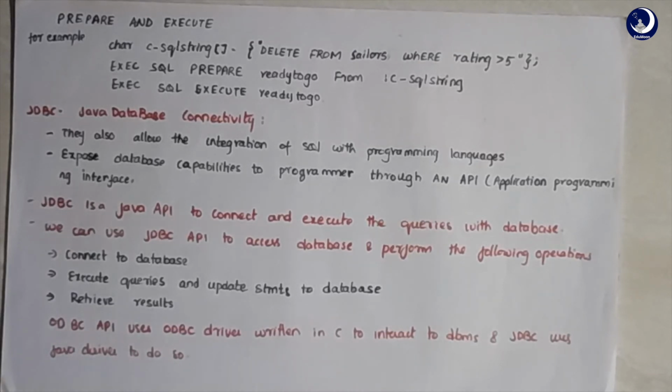Let us look at JDBC, which is the abbreviation for Java Database Connectivity. The sole purpose of JDBC is to allow the integration of SQL statements with the programming language, but in a different manner. In embedded SQL, we embedded the statements into the host language, and here we are going to do that in a different manner, but the whole purpose is to integrate the SQL statements with the programming language. So JDBC, or database connectivity, exposes the database capabilities to the programmer using APIs.